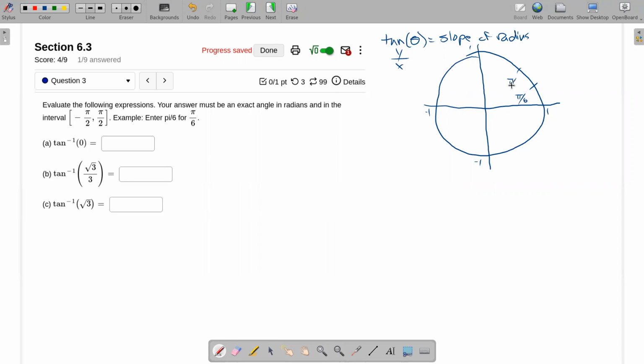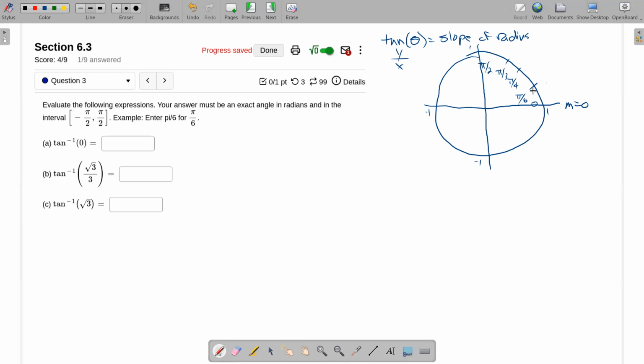pi/6, pi/4, pi/3, pi/2, and 0 down here. And the slopes of these, y over x, so here I would have a slope of 0 because the y value is 0 and the x value is 1. So here I get a slope of 0. Sorry, it's down lower. Down here, m is 0.